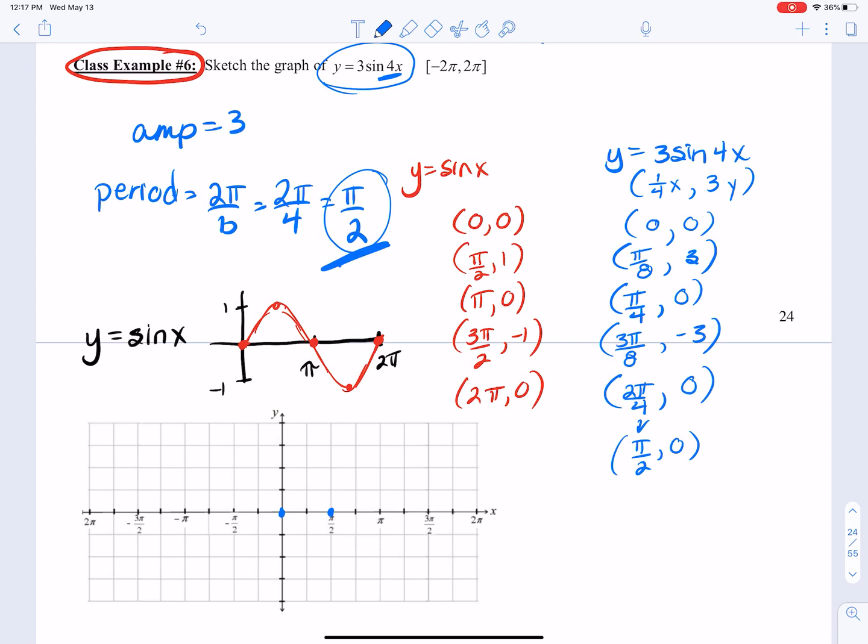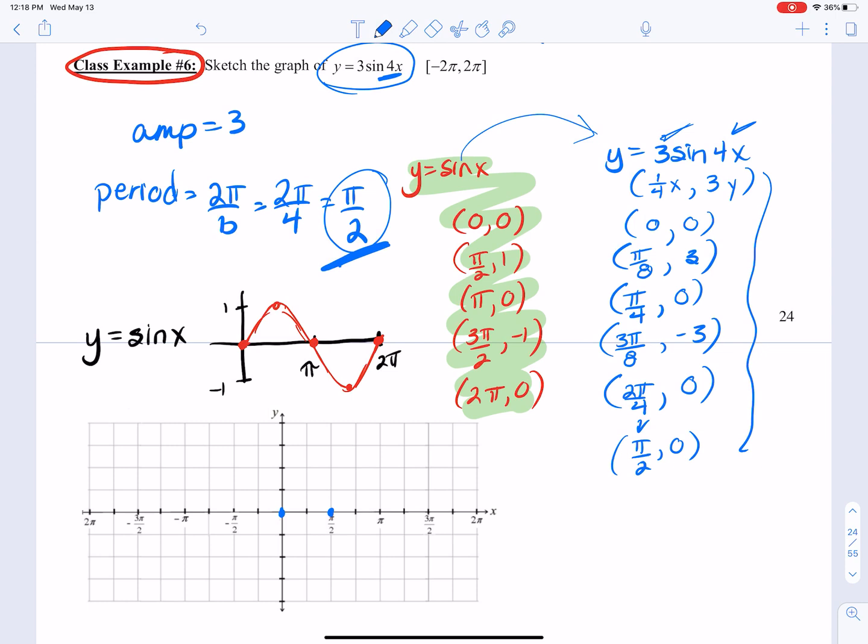All right, so I put down some information already. I took the points from y is equal to sine of x, and I did the transformations using mapping notation because it's a horizontal stretch by a factor of 1/4 and a vertical stretch by a factor of 3. But this can get really tedious, so I'm going to show you another way that we can complete this.